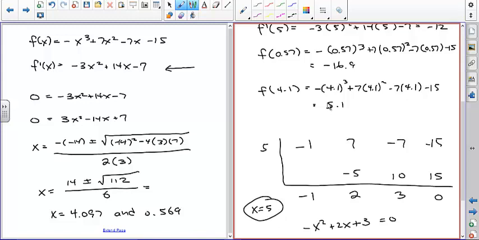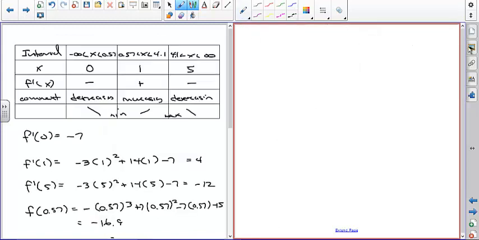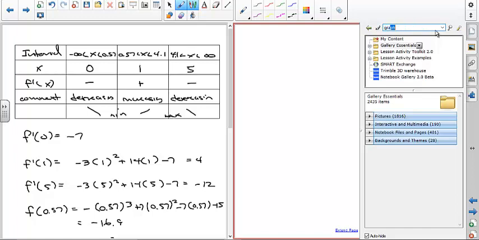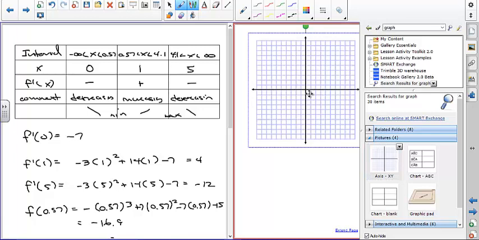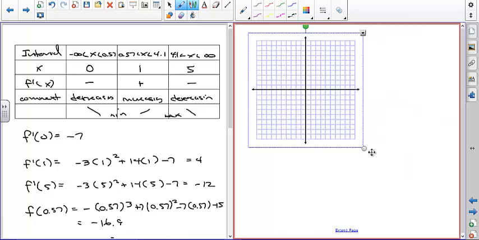So now what we can do is we can plot the graph. You've got the piece of graph paper there. So let's do that. We're going to add a page, and we're going to get a piece of graph paper. It looks just like yours, because that's where I got it from. Okay, so here's my piece of graph paper.